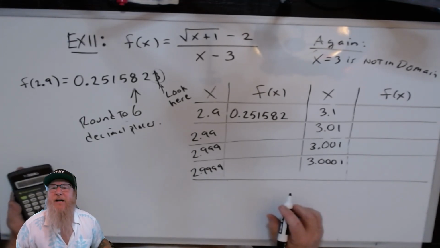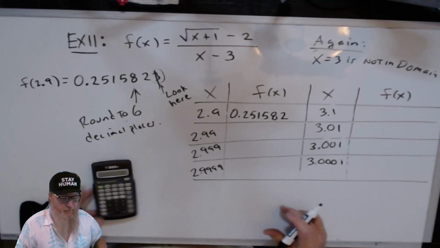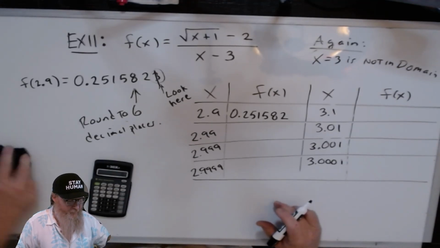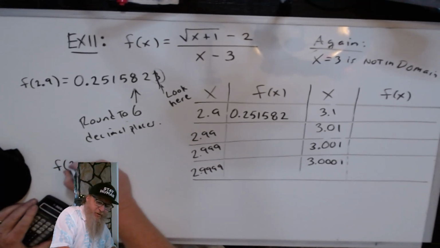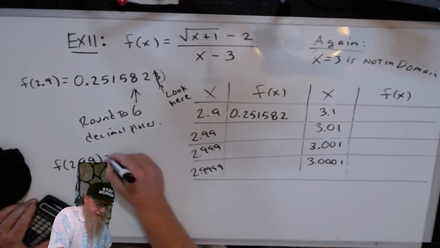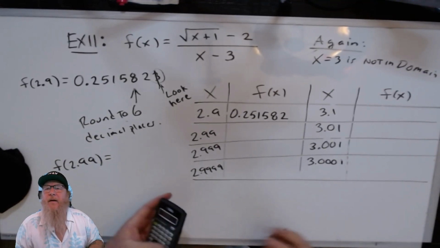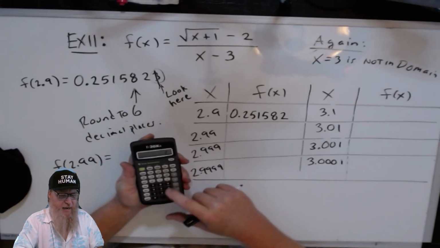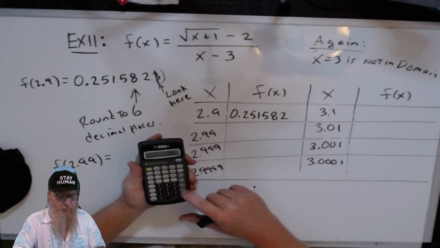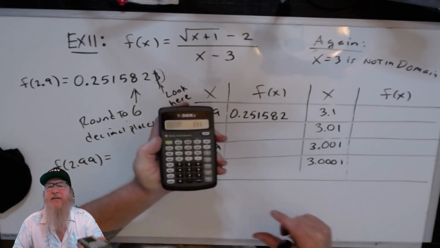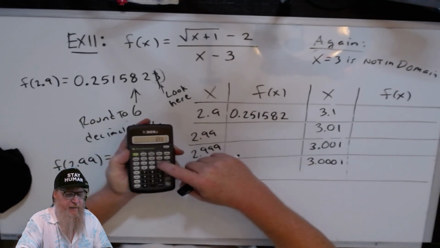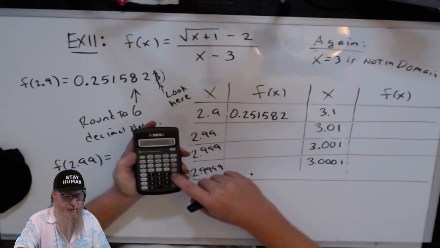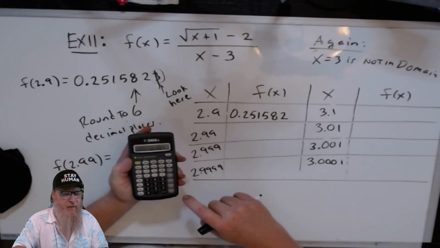Oh, these are kind of exhausting. There's a lot of calculation going on. So let's do the next one: f of 2.99. Again, I'm doing all the work on the calculator here. So I've got 2.99 plus 1. That's 3.99. Then I'm square rooting it. Then I'm subtracting 2.